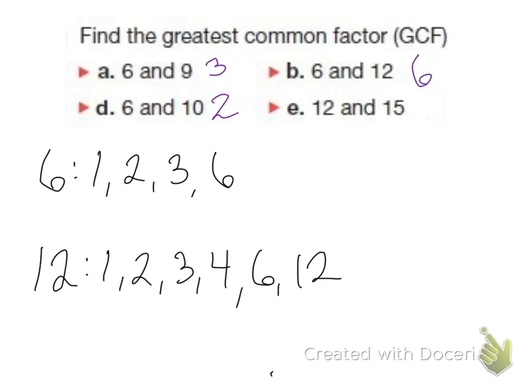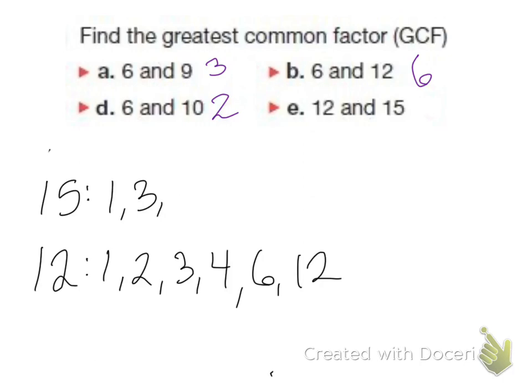And finally, we have 12 and 15. So we have 15: 1, 3, 5, and 15. So the greatest common factor here is 3.